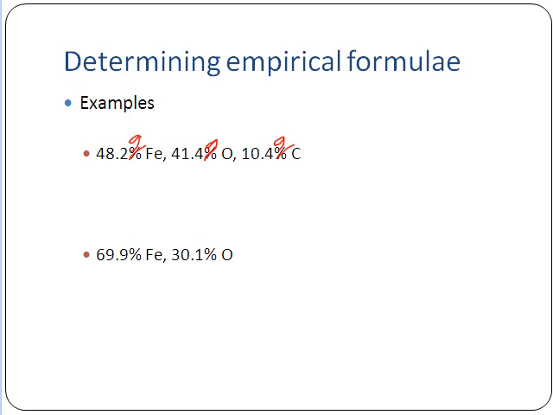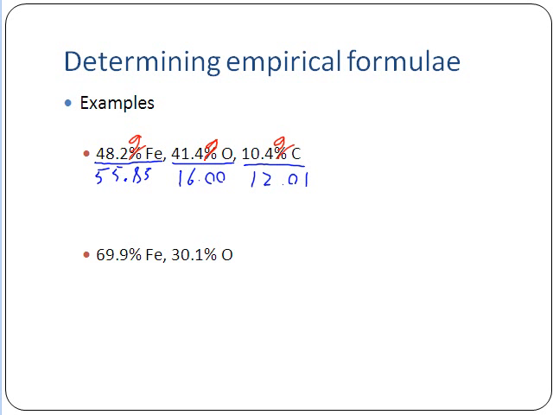With those grams, we can now divide each one by its atomic mass. If we take 48.2% of iron, let's look up what iron's atomic mass is. The atomic mass of iron is 55.85. The atomic mass of oxygen is 16.00. The atomic mass of carbon is 12.01. So let's divide all of these.